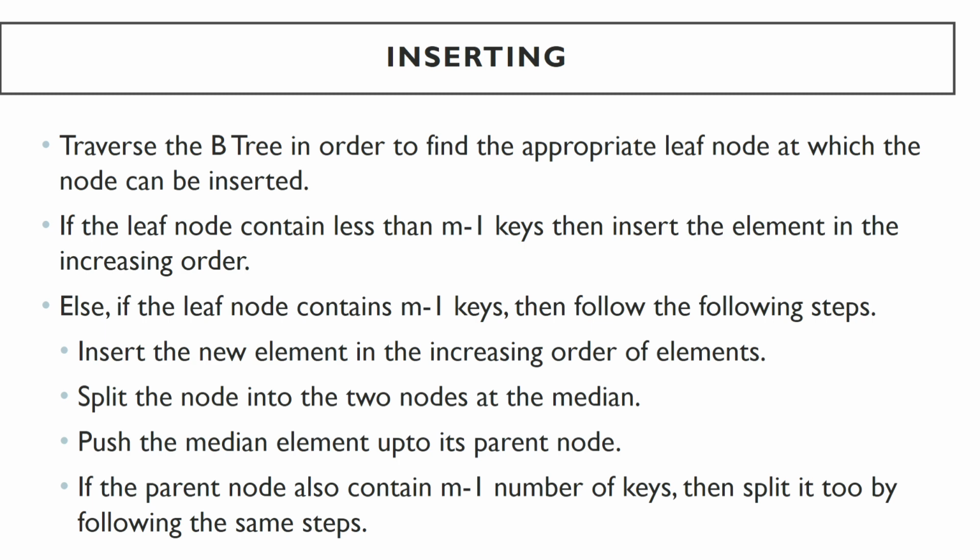Now coming to the operations part. Insertions are done at the leaf node level. The following algorithm needs to be followed in order to insert an item into a B tree. Traverse the B tree in order to find the appropriate leaf node at which the element can be inserted. If the leaf node contains less than M-1 keys, then insert the element in increasing order. Else, if the leaf node contains M-1 keys, then follow the following steps.